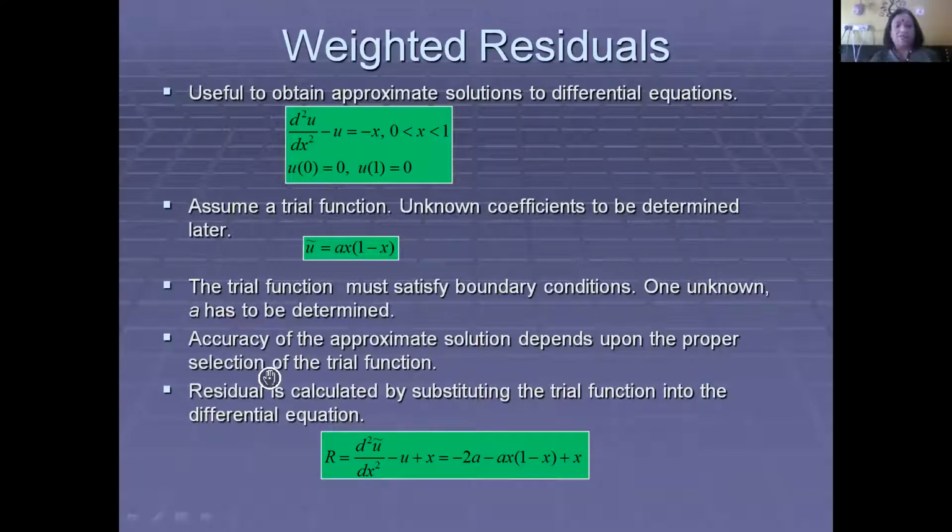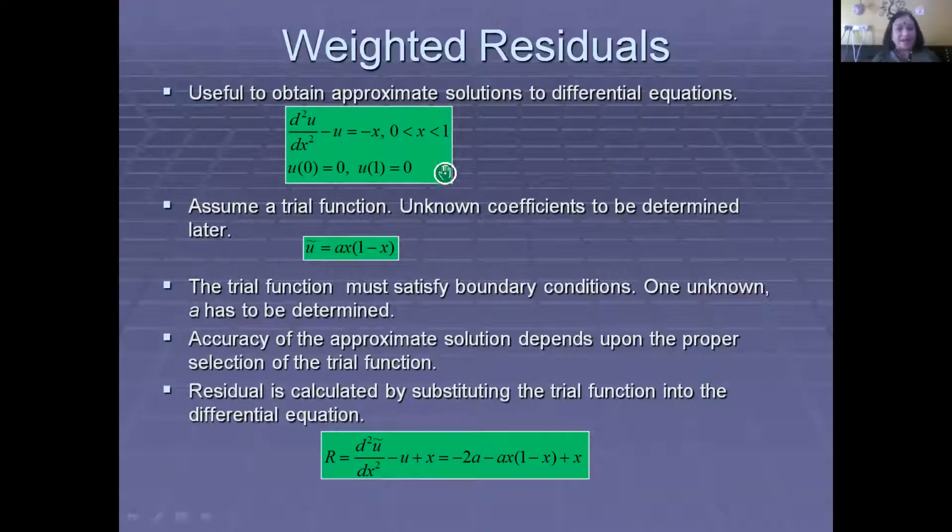The accuracy will depend upon the trial function, true, but secondly, there must be some way to reduce the inaccuracy. And that is where my concept of residual comes in. What is the residual? Let us take the entire equation and take all the terms to the left-hand side and leave only 0. So this equation becomes d2u/dx squared minus u plus x is equal to 0. So u, the exact solution, satisfies this equation.